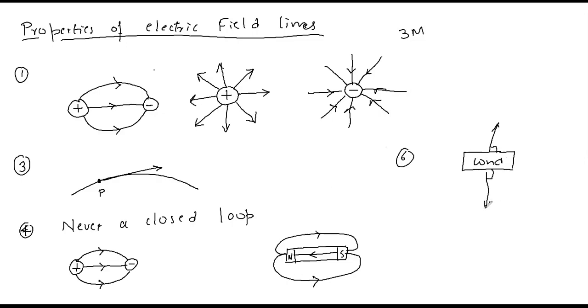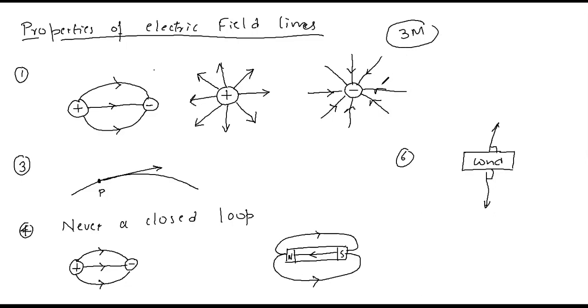So these are the 6 properties of electric field lines, and you may get it for 3 marks. It is an important question. Understand the properties and write the properties in your exam. So what was the first property?